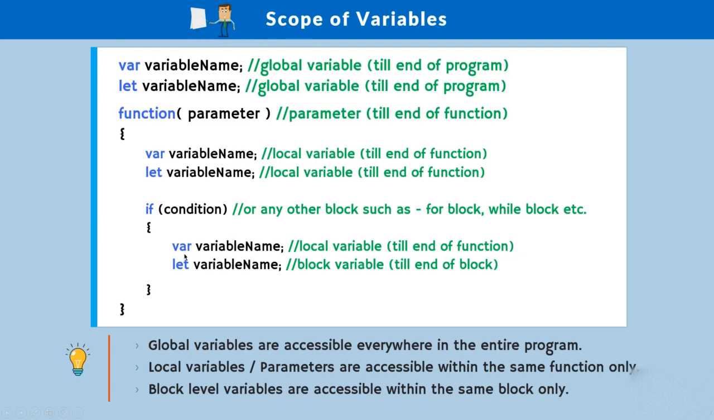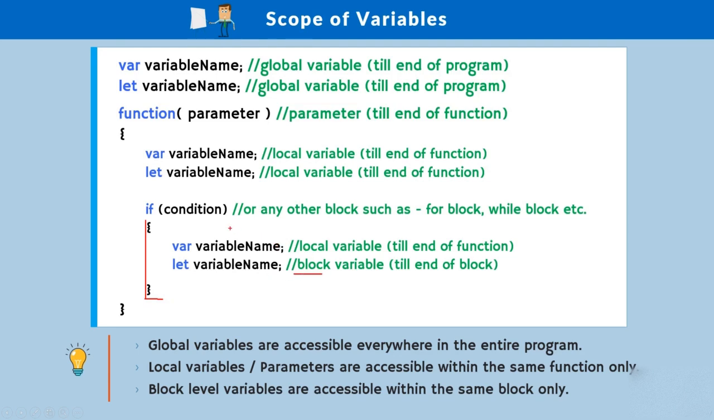So try to remember that the var keyword doesn't support the block level variable, it supports only the local scope and the global scope. But the let keyword supports global, local, or even block level variable scope. The meaning of the block level variable scope is that the block variables are accessible within the same block only. So within the same area of the block, you can access the block level variable. Once the block has been closed, that is the end of the lifetime of the block level variable.